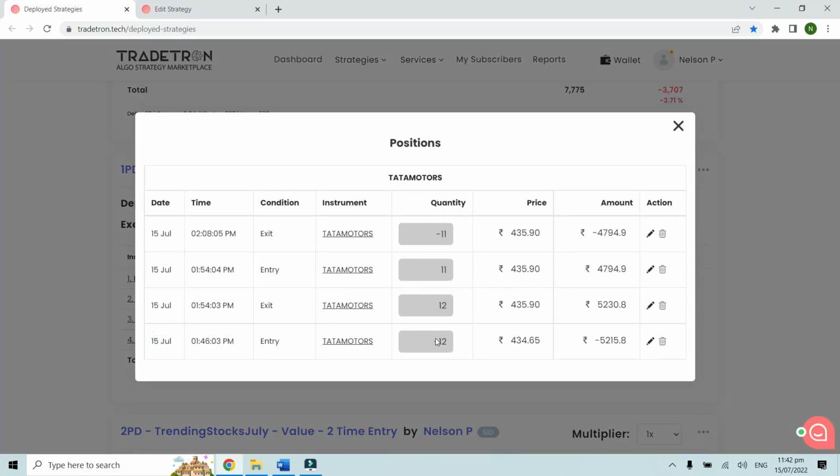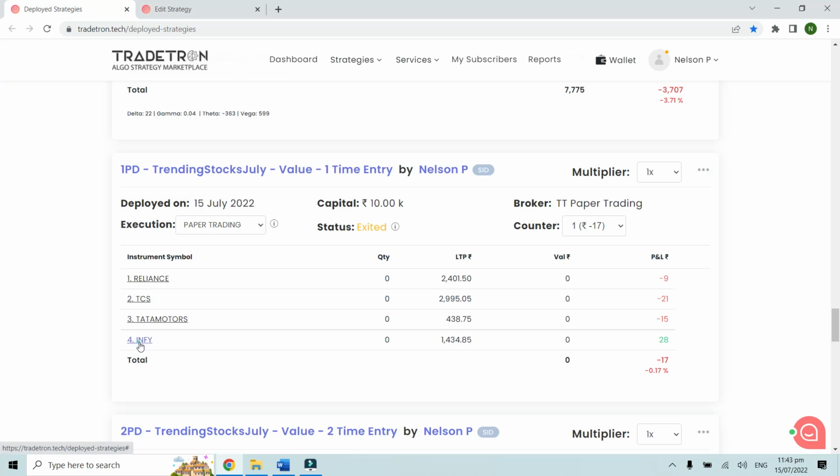Similarly for Tata Motors also, it took a short position at 1:46 p.m. by selling 12 shares. Since the price is 434, around 12 shares would be 5,000 value worth. So it took that entry into Tata Motors, and it exited at so and so time. Again it took entry on the buy side at the same time, because the short side exit was basically the buy side. So that's the reason why it took an entry in the Tata Motors position and then again exited at so and so price. All right, and that's what it did.